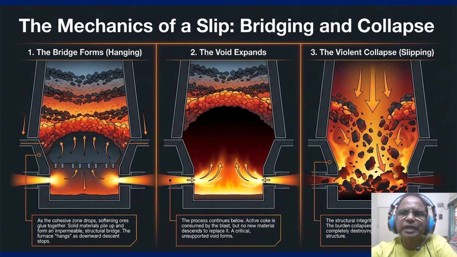So it starts at step 1, the cohesive zone drops due to low thermal input signaled by that low silicon we just discussed. In step 2, a breeze forms and the burden slips, causing a violent collapse. This leads to step 3 where the layer structure is destroyed, gas flow is impeded and channeling forms, which has a lot of adverse effect on the aerodynamic behavior of the furnace.